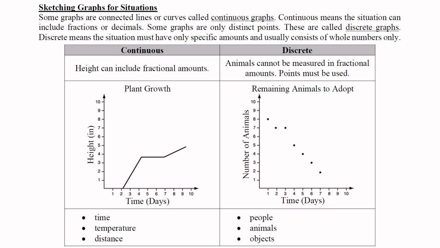Examples of discrete variables are people, animals, and objects. Again, you cannot have half of a person or a fourth of a person. Same with animals and same with most objects.